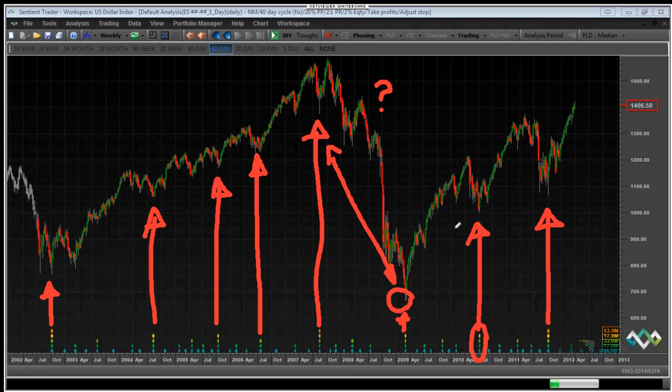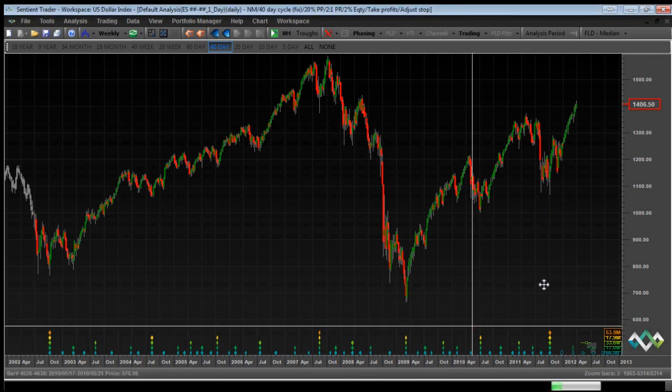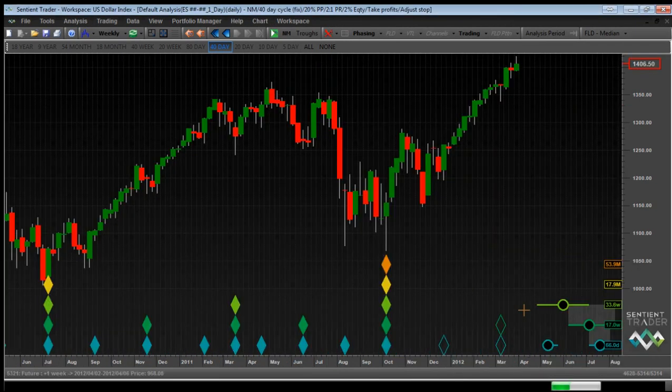So you can see what I'm doing. I'm basically checking the pattern recognition that Sentient Trader has performed. That's all I'm doing. I'm just saying, where are the important troughs, and do they match up with troughs that are actually in the price? Okay. So as a basic rule of thumb, a good analysis will have cycle troughs that very simply line up with price troughs. It's as easy as that.